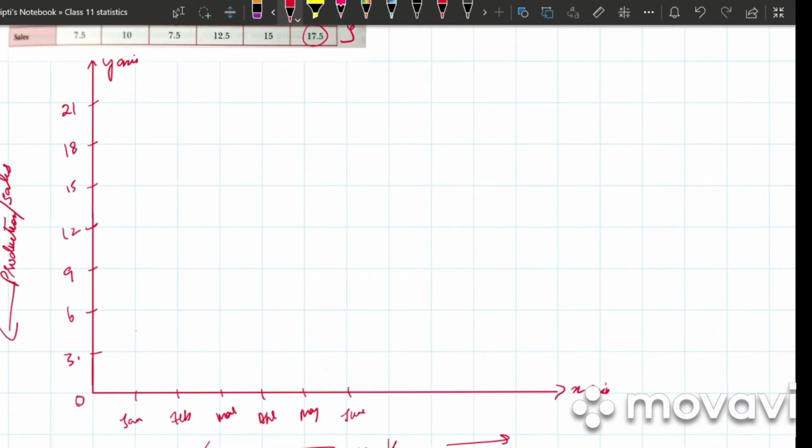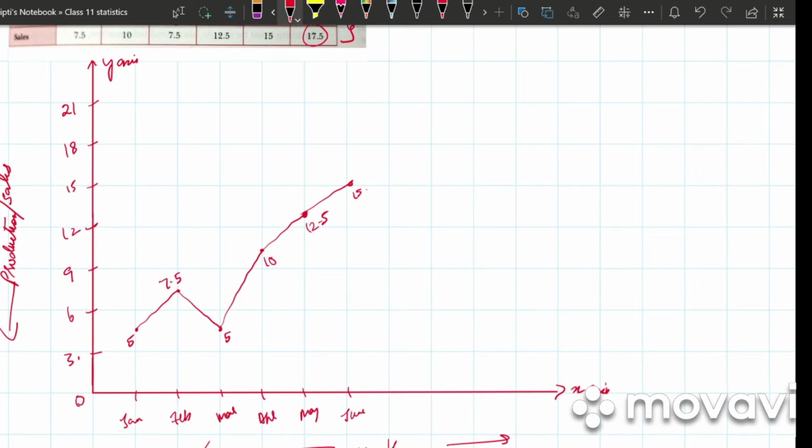So for January it is 5. Then it is February 7.5. Again 5, 10, 12.5 and 15. Join the lines. So it is 5, 7.5, 5, 10, 12.5 and 15.